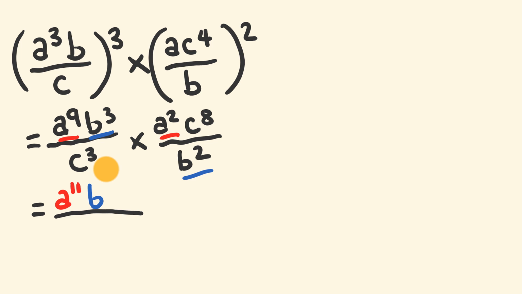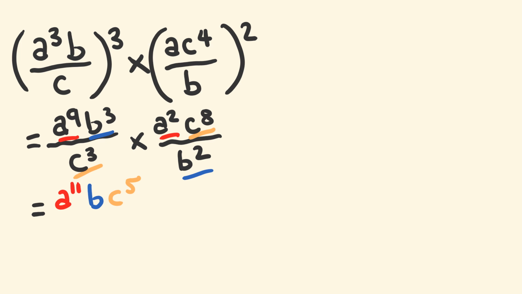Now let's deal with the c's here. We have c to the 8 divided by c to the 3. So c to the 8 divided by c to the 3 is equal to c to the 5. So there you go, that's been solved. That's all pretty good. Nice and simple. We don't even need that bottom part there. There is our answer: a to the 11 multiplied by b multiplied by c to the 5.